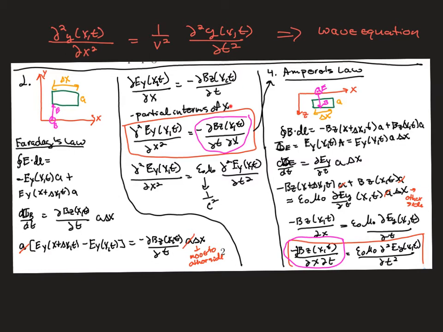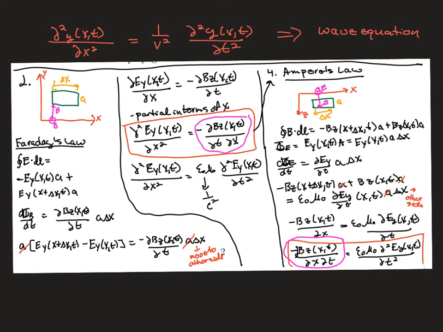And then I'm going to take the partial derivative again in terms of x. So this turns into the second partial derivative in terms of x. And then we have down here the partial derivative in terms of t and the partial derivative in terms of x. We're now going to skip up here. We'll come back to this in a second.